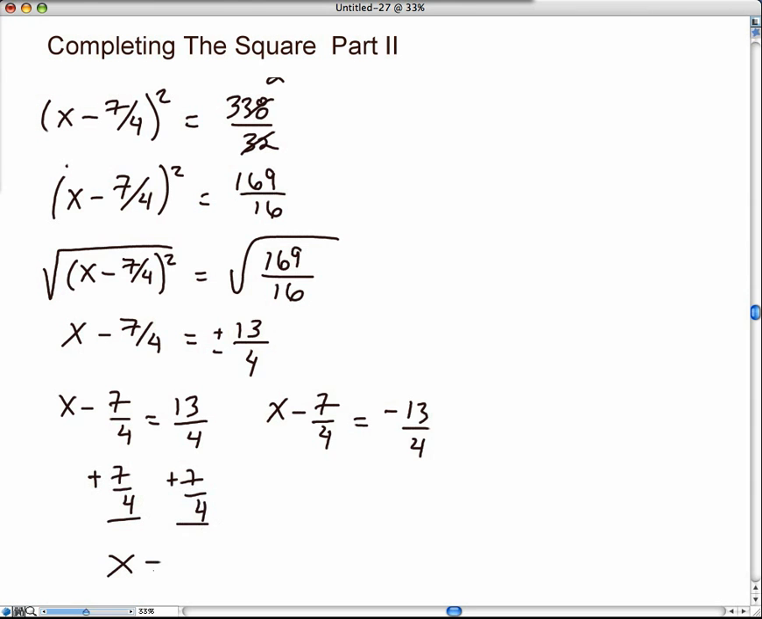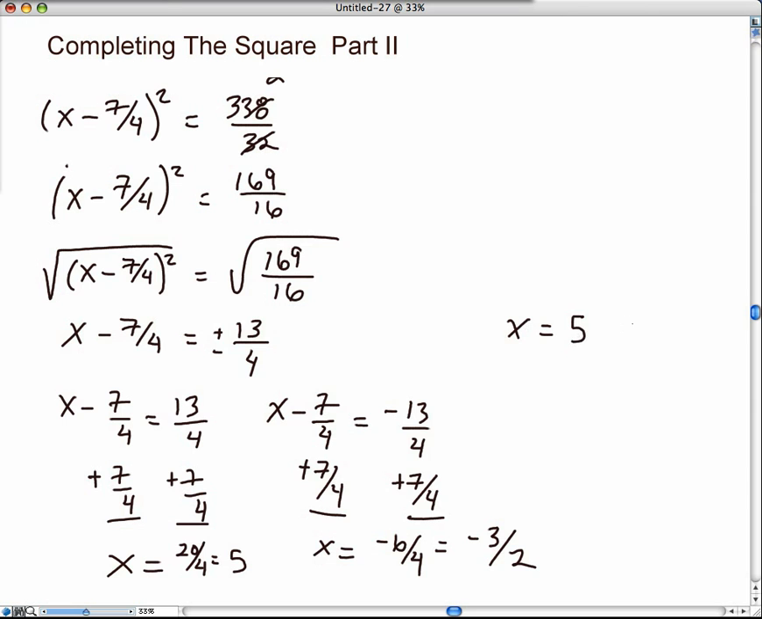We get x equals 13 plus 7 is 20 over 4, which is 5. We're going to add 7 over 4 on both sides. We get x equals negative 13 plus 7, which is negative 6 over 4. But we can reduce to negative 3 over 2, correct? And now we have two answers. You have x equals 5 and x equals negative 3 over 2.